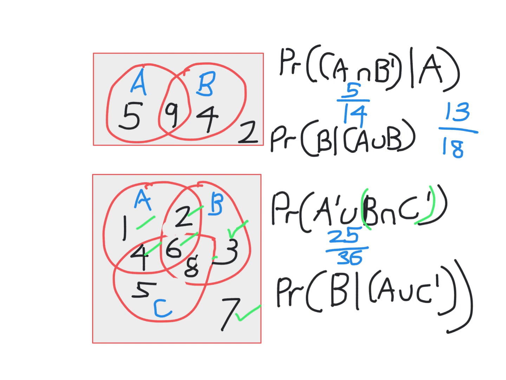Now, if you add up all of those numbers, it'll just be 36 minus 13, which is 23. So the probability of B given that. I'm saying I know I'm in one of the ticked regions. What's the probability that I am in B? Well, let's add up those ticked regions that are in B. 3 plus 6 plus 2. There are 11 such choices.